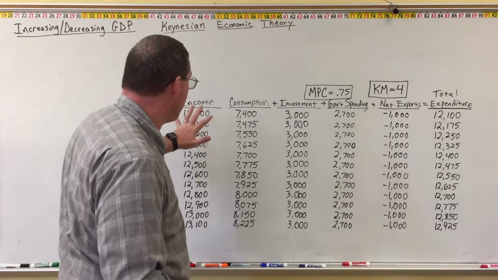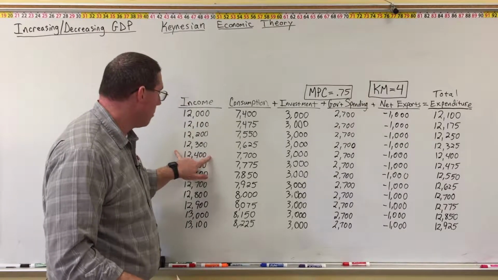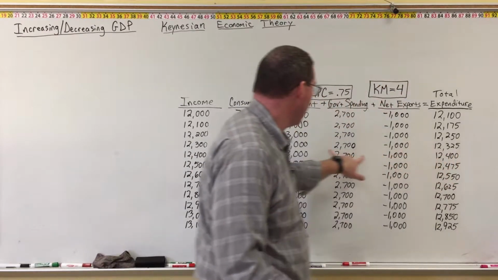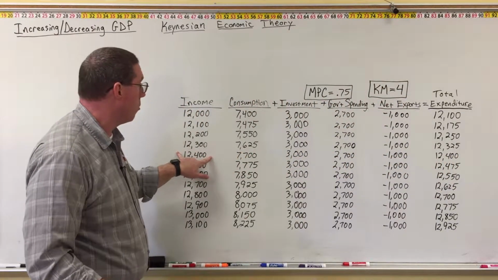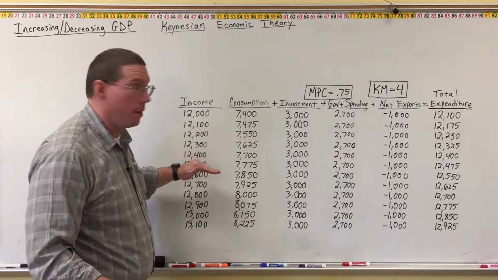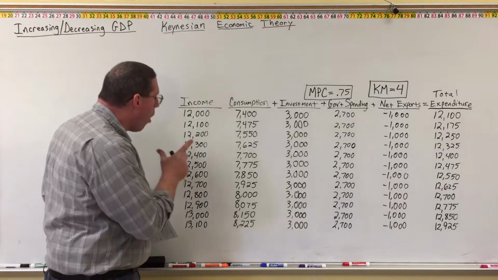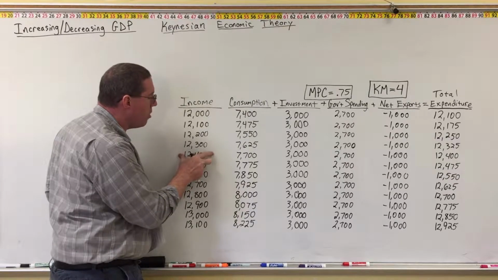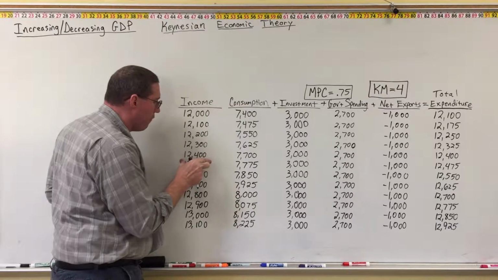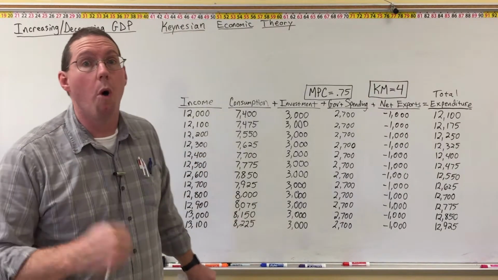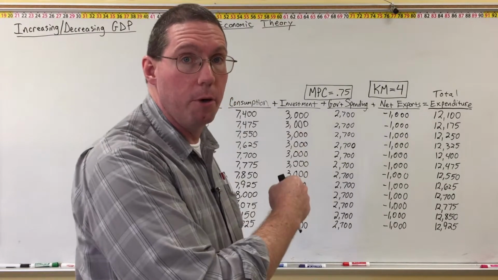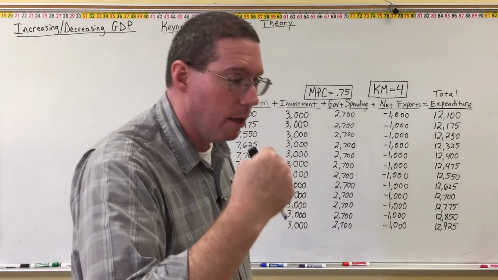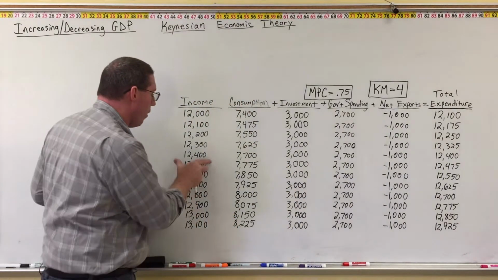Okay, so again, in this example, equilibrium GDP is at 12,400 because along this row, total expenditure and income are both equal. That's the only row where they're equal, and therefore that's equilibrium GDP. But let's say that we want equilibrium GDP to not be 12,400. Let's say that we want equilibrium GDP to be 12,500. We're deciding what we want it to be. We're not just taking an input and then finding out what's the new GDP.